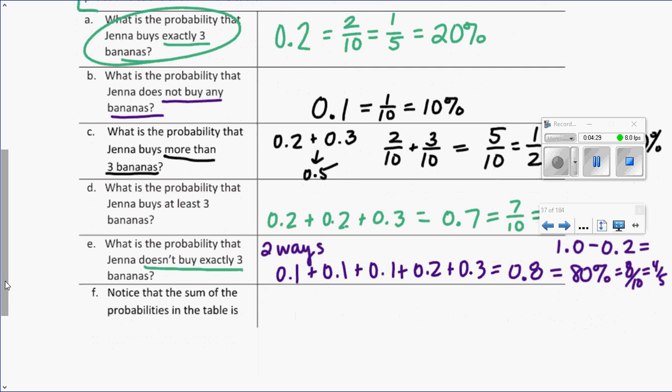Okay, notice, and with that comes the answer to letter F. Notice that the sum of the probabilities in the table is, what if we added all those up? We would get 1.0, which is equal to 100%. So that makes sense. That's 1 whole.